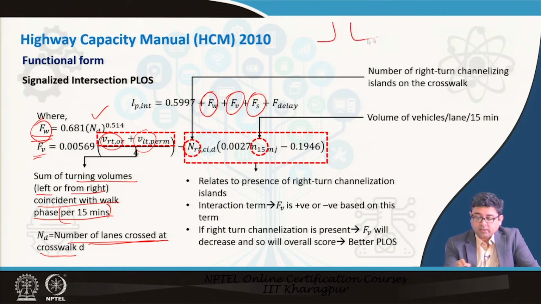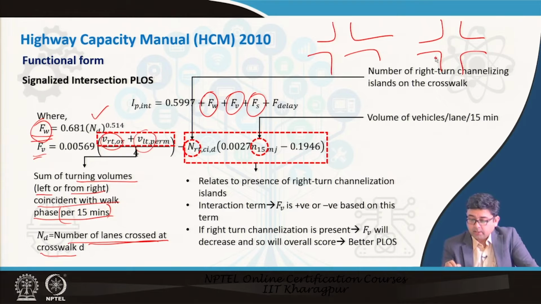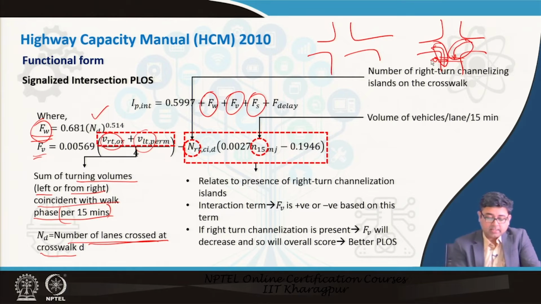So, for example, if I draw an intersection, let me draw another one. If I draw this intersection and you are waiting here and you want to cross this road, what happens is you have left turning vehicles, and also you will have some right turning vehicles which are coming here. So, the volume of these right turning vehicles plus the volume of these left turning vehicles will affect how you will cross. So, that is essentially the volume that you have to calculate.